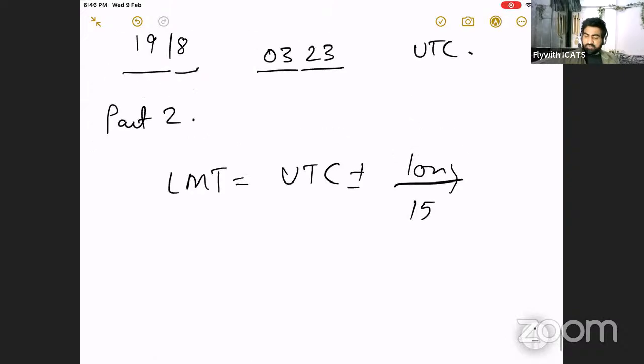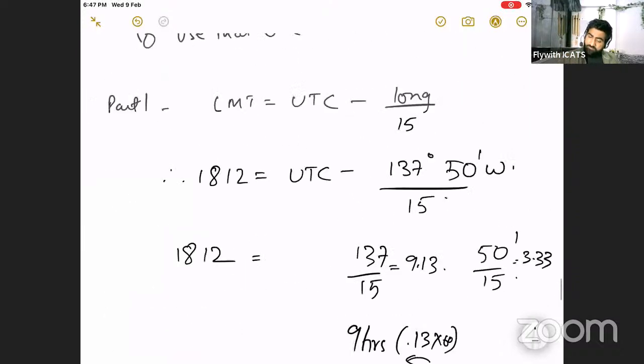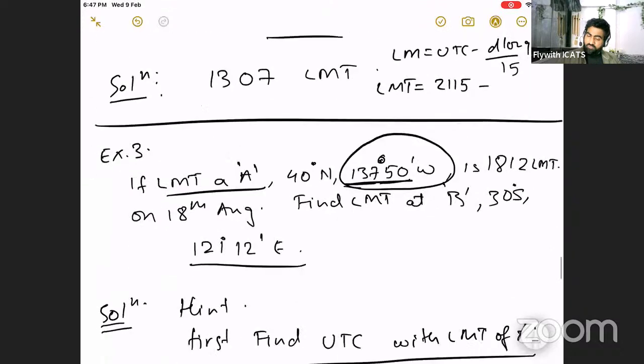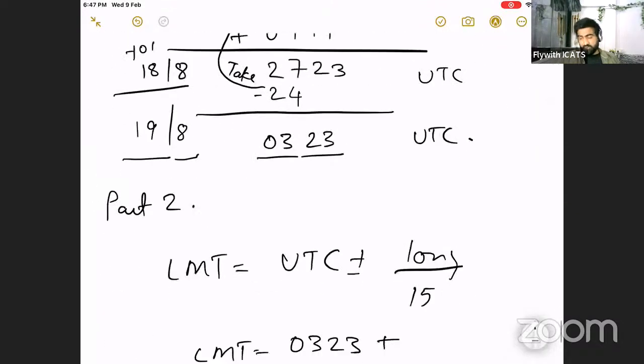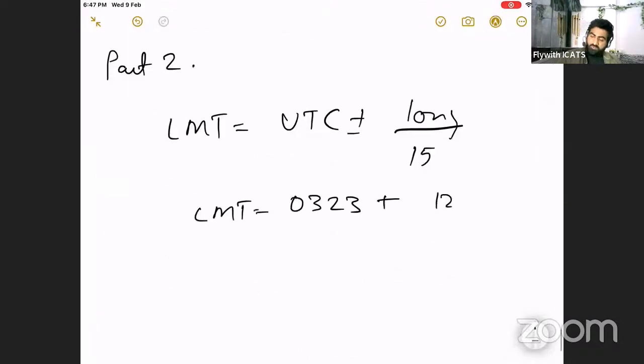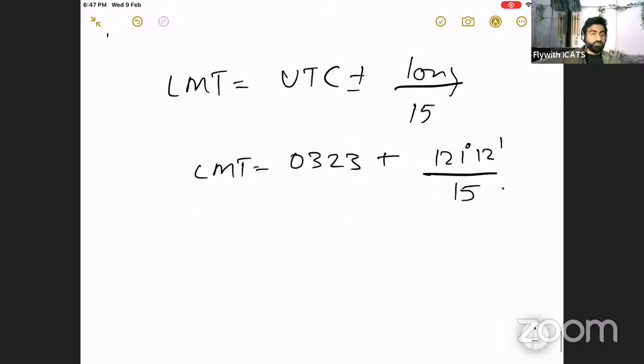It is east, so you will use addition. So LMT is equal to UTC, which you already have as 0323 on the 19th of August, plus 121 degrees 12 minutes divided by 15. Simple. You go through the whole process of solving it again, and your LMT will be directly given to you.